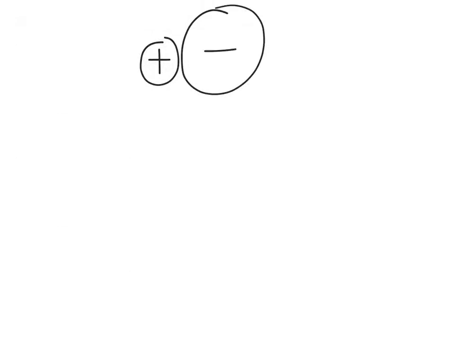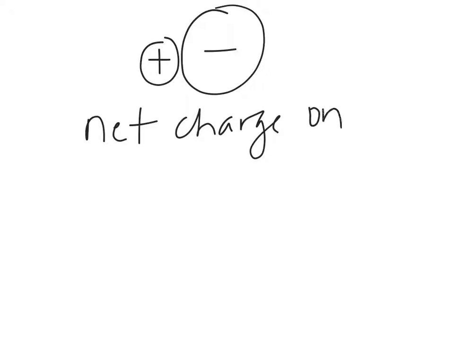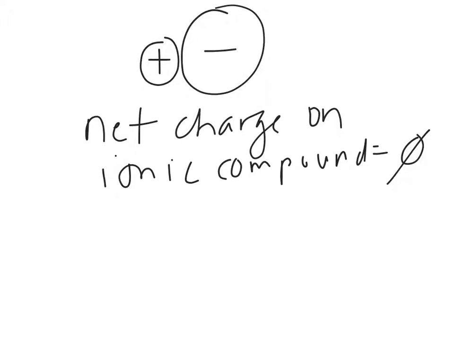So even though when you form these cations and these anions that interact with one another, each one of them individually has a charge, a positively charged cation and a negatively charged anion, the net charge on the ionic compound that's formed is 0. Net charge on an ionic compound is 0. So that means there's enough positively charged cations to cancel out the negatively charged anions.